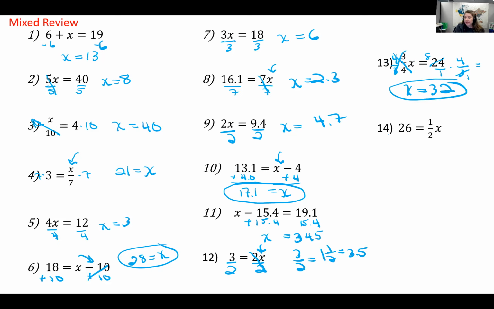Number 14, I'm going to multiply both sides by the reciprocal of 1/2, which is 2. And those cancel each other. So x is equal to 52. And the reciprocal of 1/4 is 4, or 4/1. So I'm going to multiply both sides by 4/1. These go away. My 4s will also cancel on this side. So y is equal to 3.